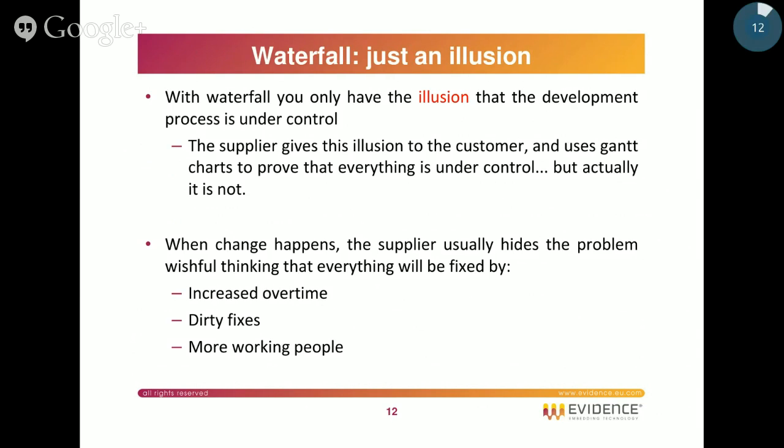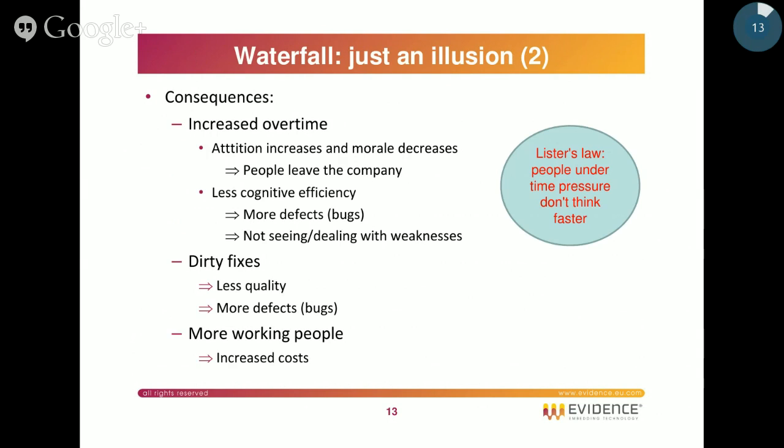With waterfall, you only have the illusion that the development process is under control, because the supplier gives this illusion to the customer and uses Gantt charts to prove that everything is under control. But actually it is not, because it's very difficult to estimate effort, and very difficult to forecast changes. So when change happens, the supplier usually hides the problem with wishful thinking that everything will be fixed by increased overtime, dirty fixes, more people working. But of course this doesn't work.